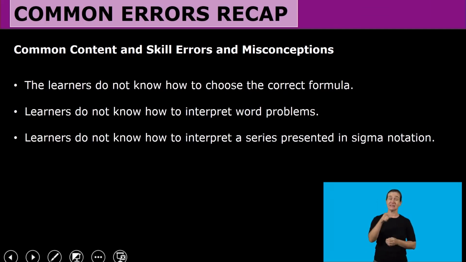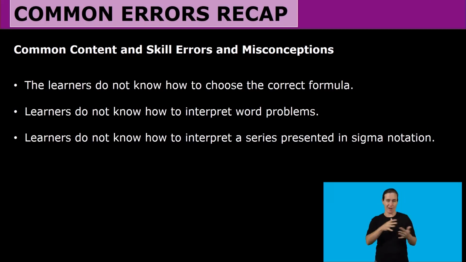Now, when it comes to the content errors or the misconceptions, we know that the learners do not know how to choose the correct formula. Please be careful of that. When you have calculated a common ratio, use a formula that has an r. And when you've calculated a common difference, use a formula that has a d. And of course, when you're asked to calculate the sum of, make sure you use the correct formula.